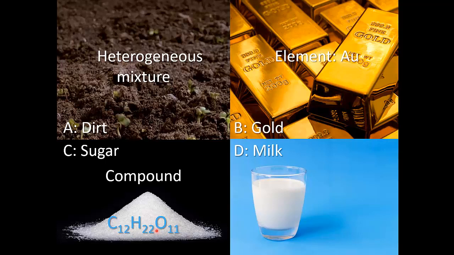And then what about milk? Milk is a mixture, but it's uniform throughout. So I hope you said homogeneous mixture. With that, that's the end of this unit. Now go read section 1.7.